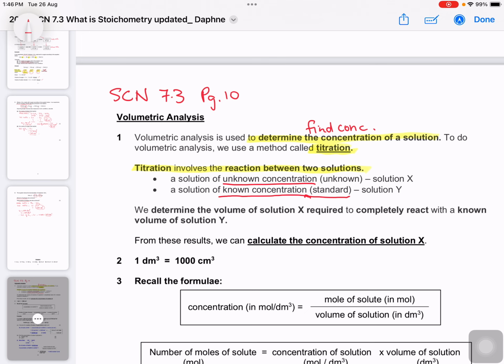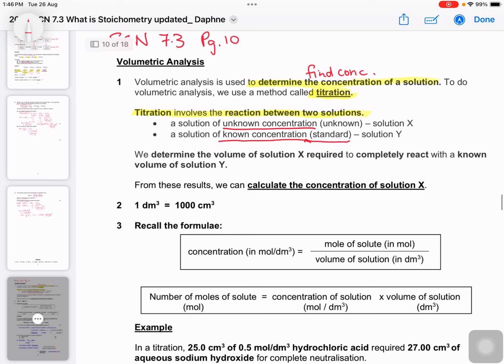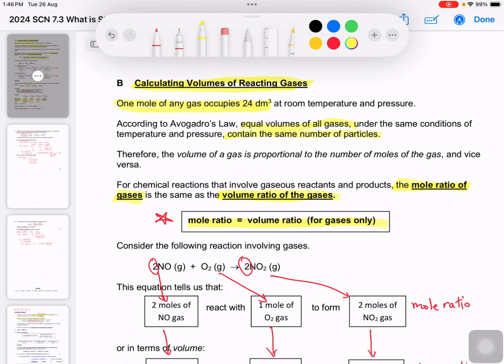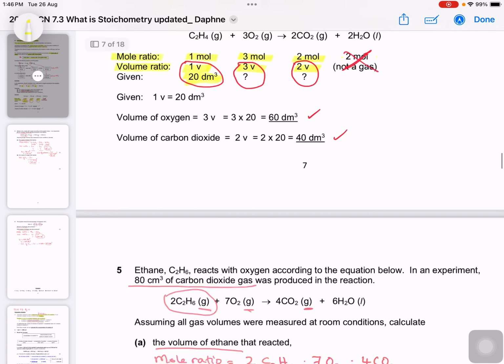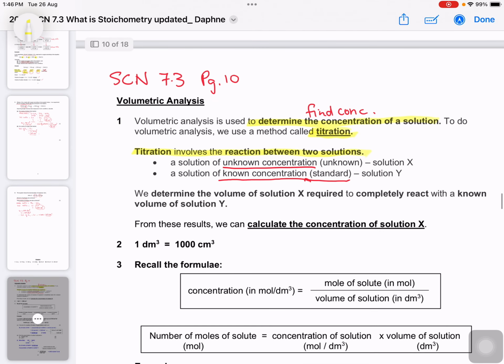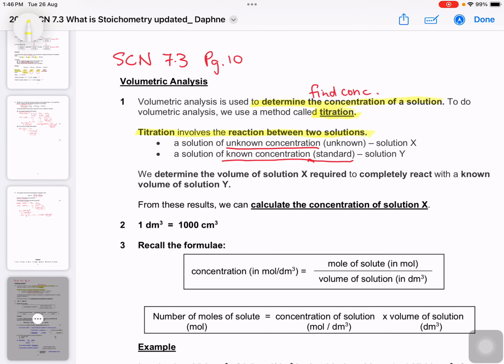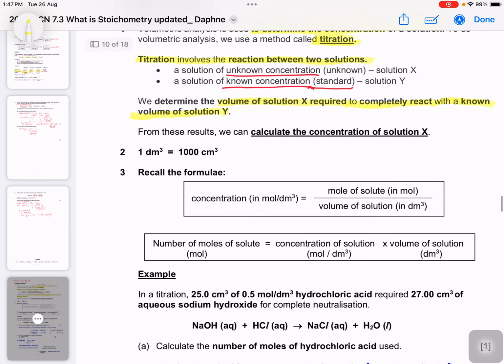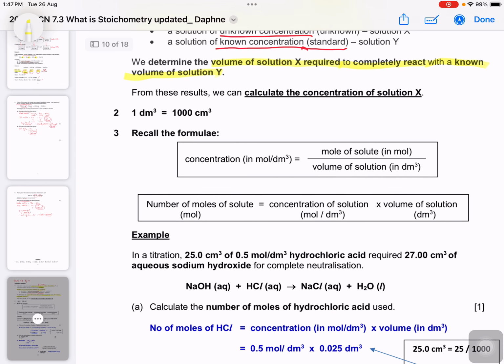All right, standard solution. So what we need to know is how much volume of solution X is required to completely react with a known volume of solution Y. That is this thing called volumetric analysis. Okay, now that's the theoretical part. You don't have to worry about that.